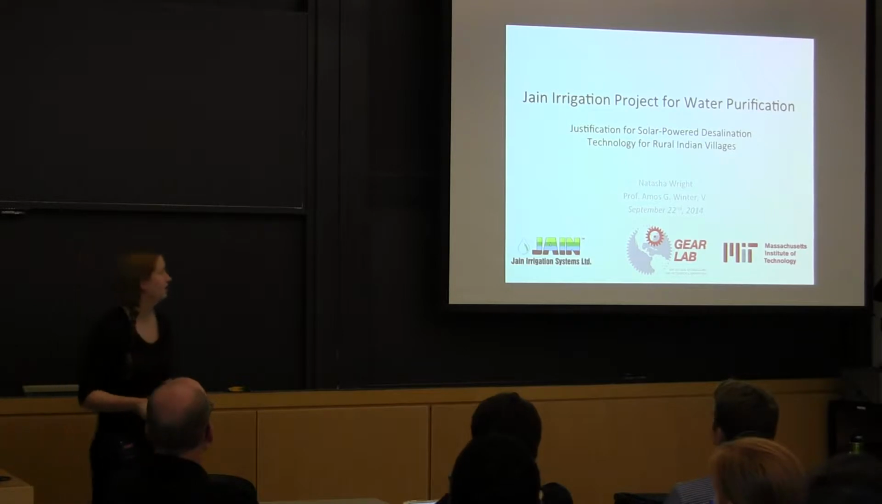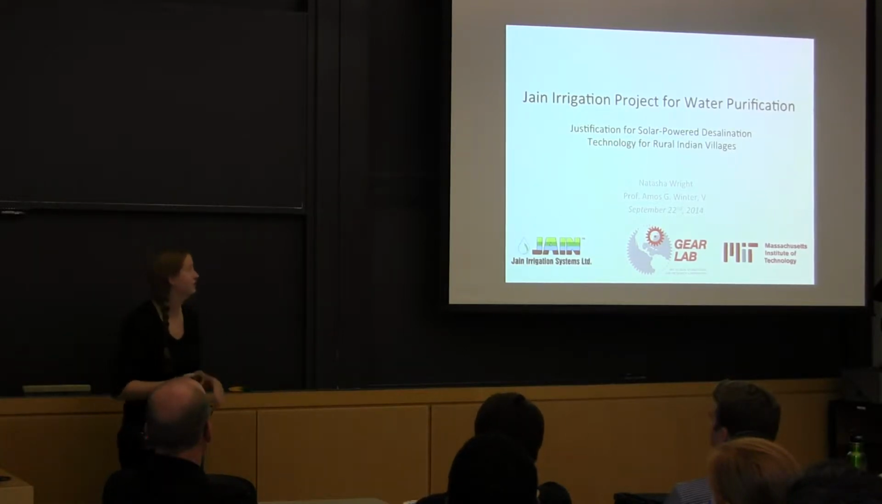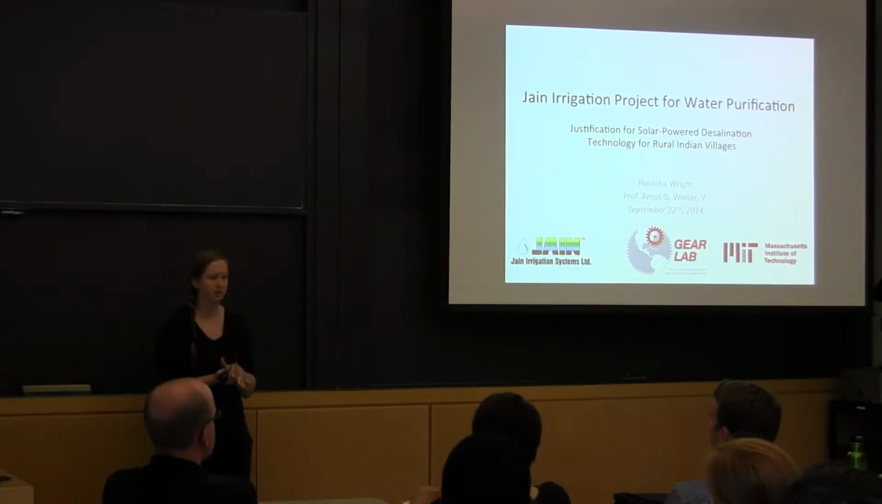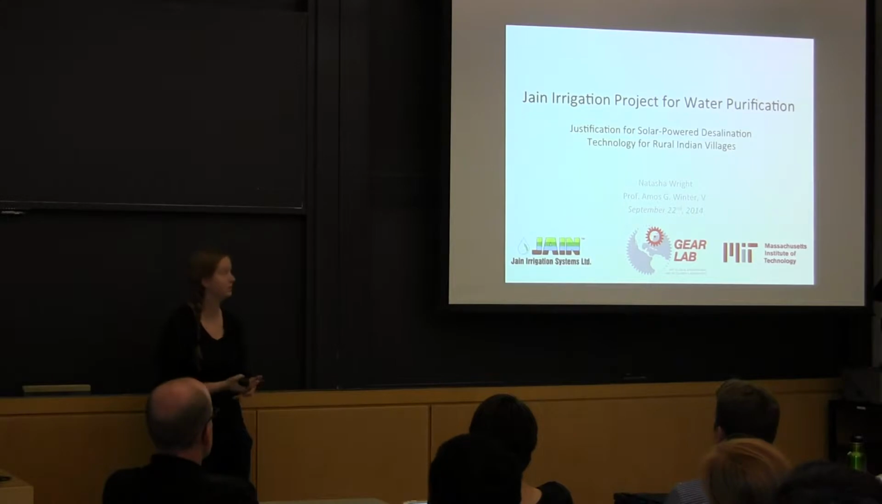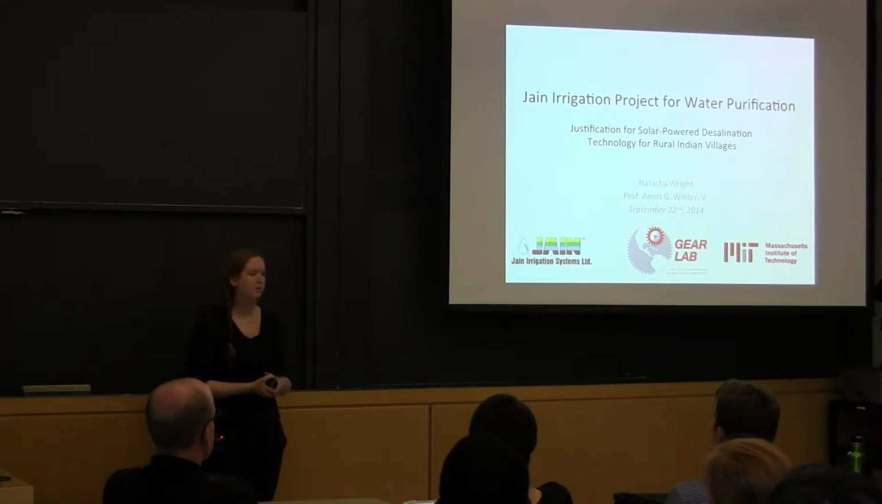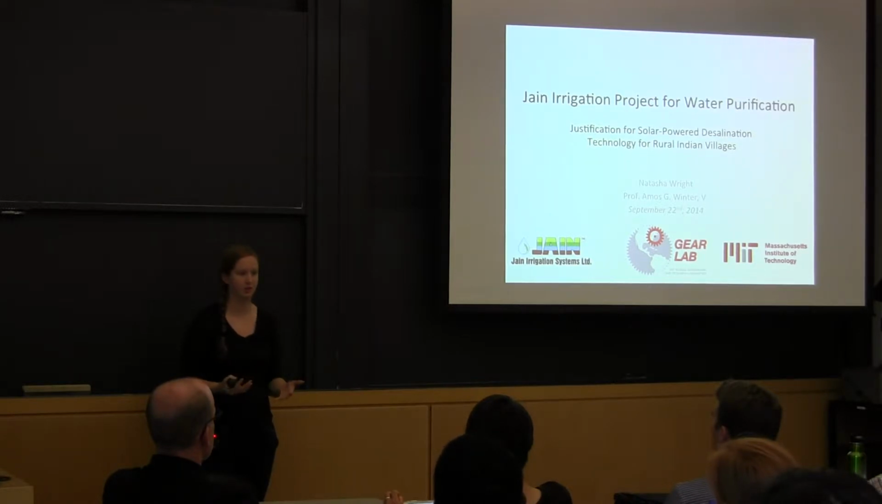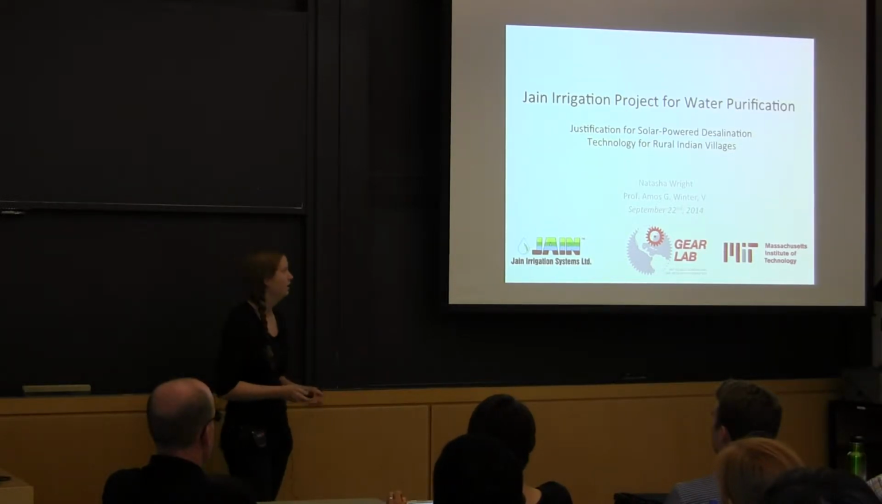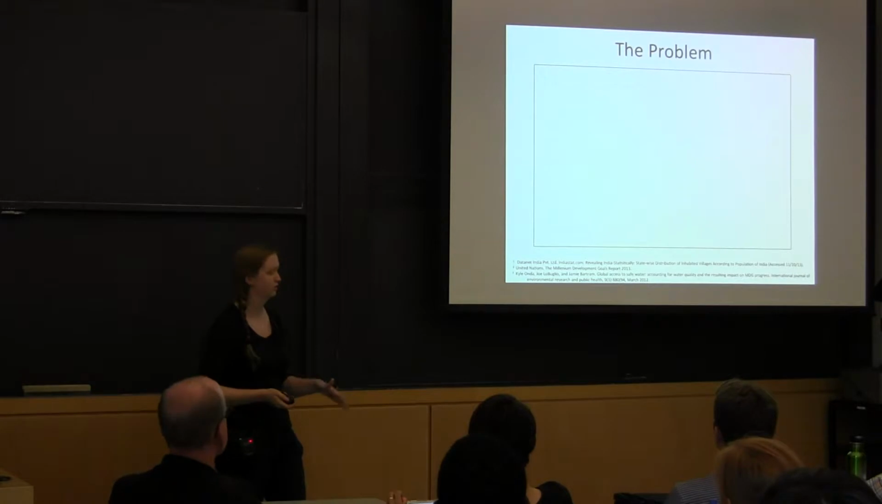Okay, so my name's Natasha. I'm one of Amos's grad students, and I'm working on a project with Jain Irrigation, which is an irrigation company in India. They're the largest producer of drip irrigation systems in India. And essentially, they approached Amos 2 years ago with this question about how they can impact the water market. And so the first thing we talk about is just very briefly what the problem is.